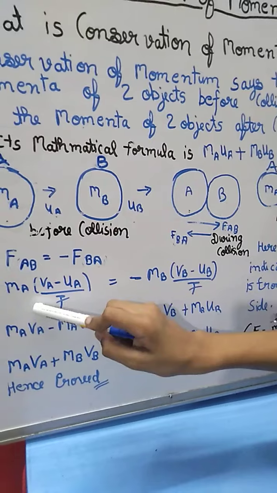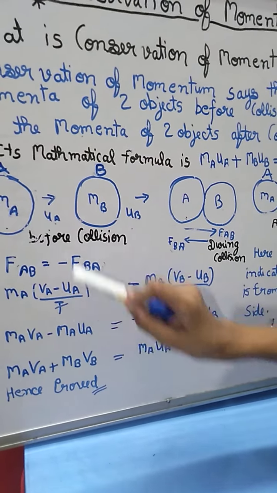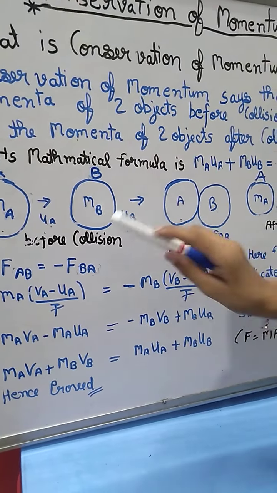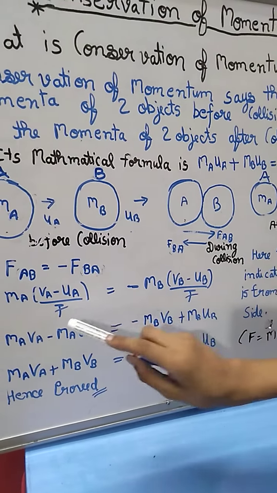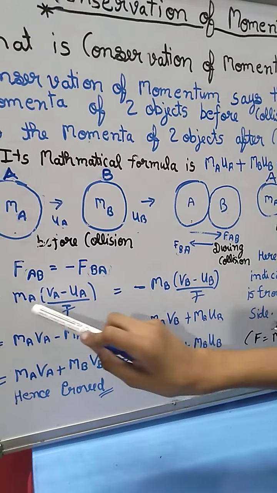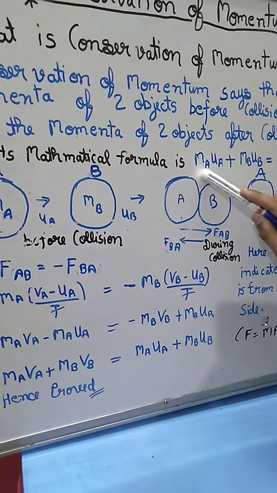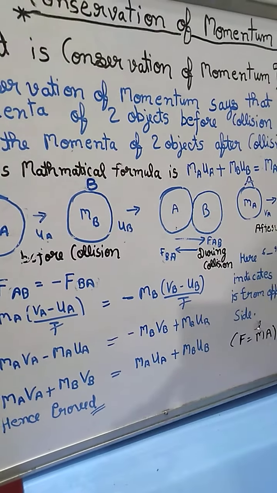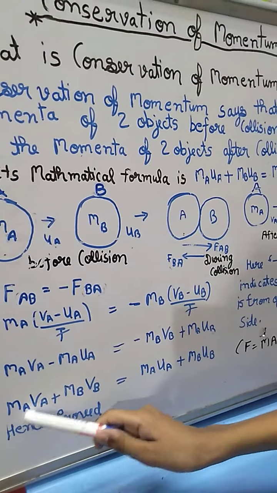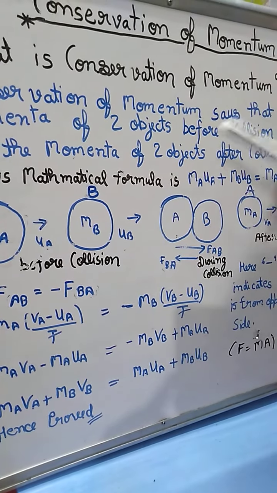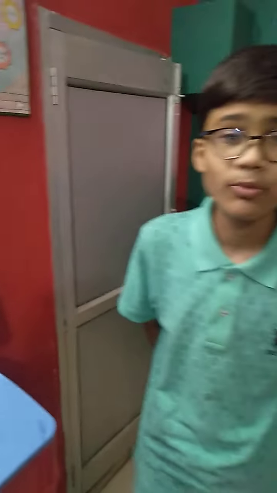So we put first body's mass and change in velocity per unit time, and the second body's mass and change in velocity per unit time. And after cancelling both T's and multiplying both ends with their respective brackets, we get an equation which is similar to the formula of conservation of momentum, and after rearranging the formula, we got the formula of conservation of momentum. Hence proved that the momentum is equal after and before the collision.